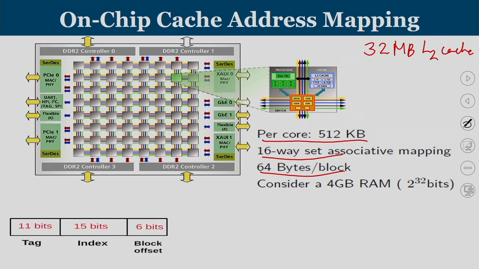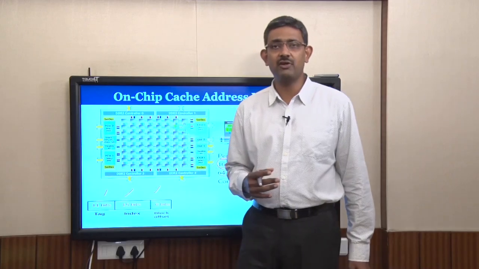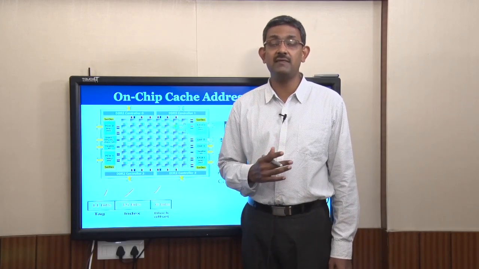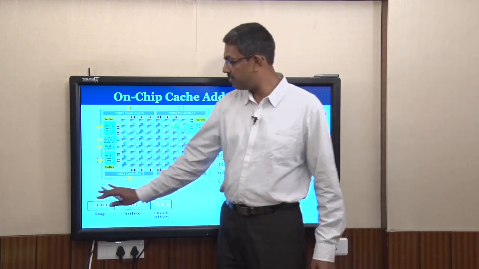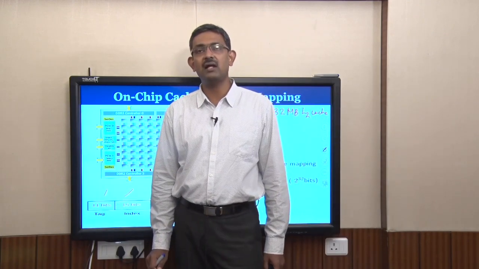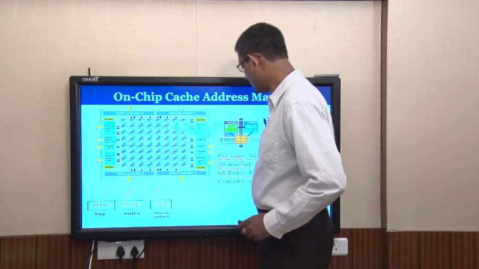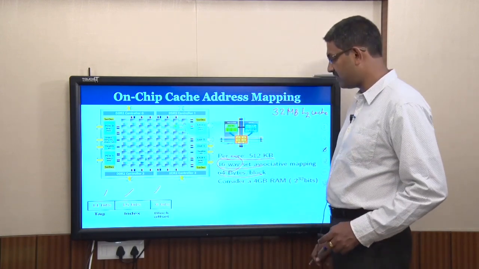These 32 bits are divided into 11, 15 and 6. That means there are 2 power 15 sets and each set has 16 lines because it is 16-way associative. And each of these lines can accommodate 64 bytes of data, that is what is called your block offset, and the remaining is called your tag. So for a different cache configuration, different size or different associativity of a cache, the numbers given to the tag, index and offset are going to change. This is an example we have seen in our previous lecture.